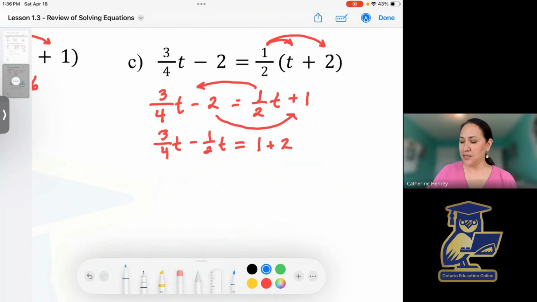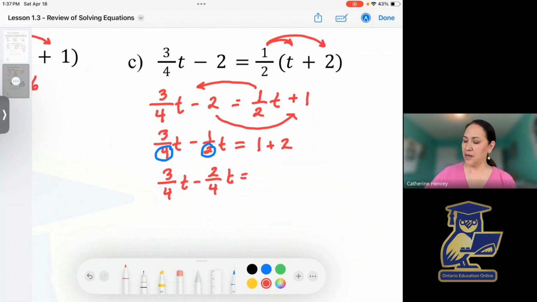So then I'm faced again with these fractions that don't have the same denominator. It's a little easier this time. Our common denominator here will be 4. So I don't have to change the first fraction, but I will change the second, and that will be 2 over 4t.